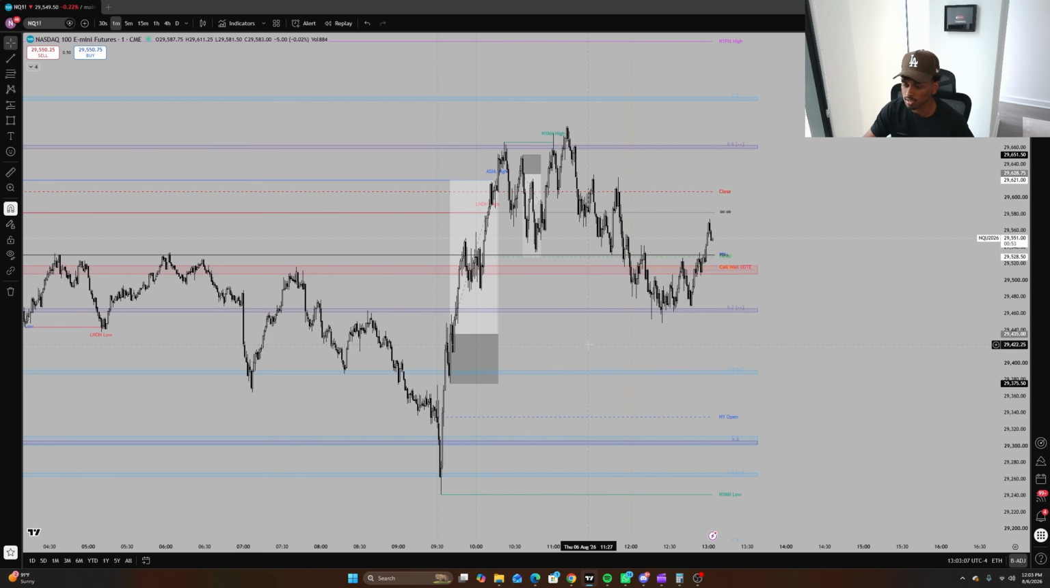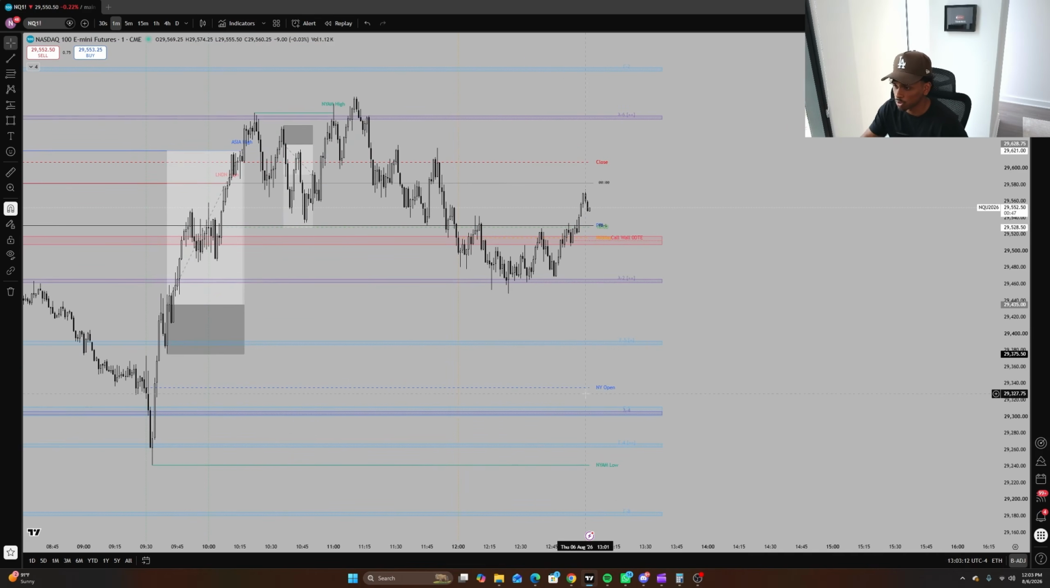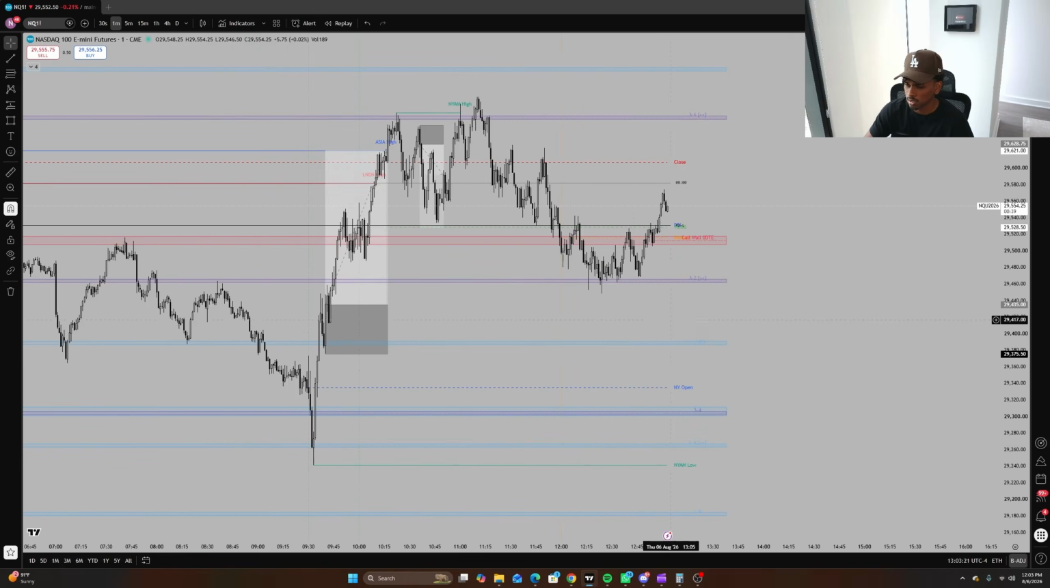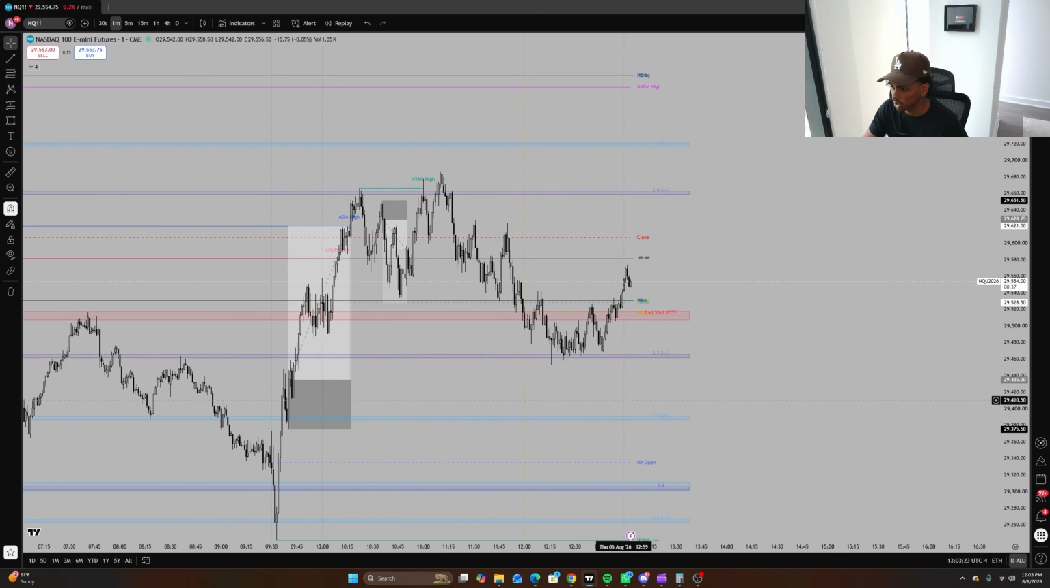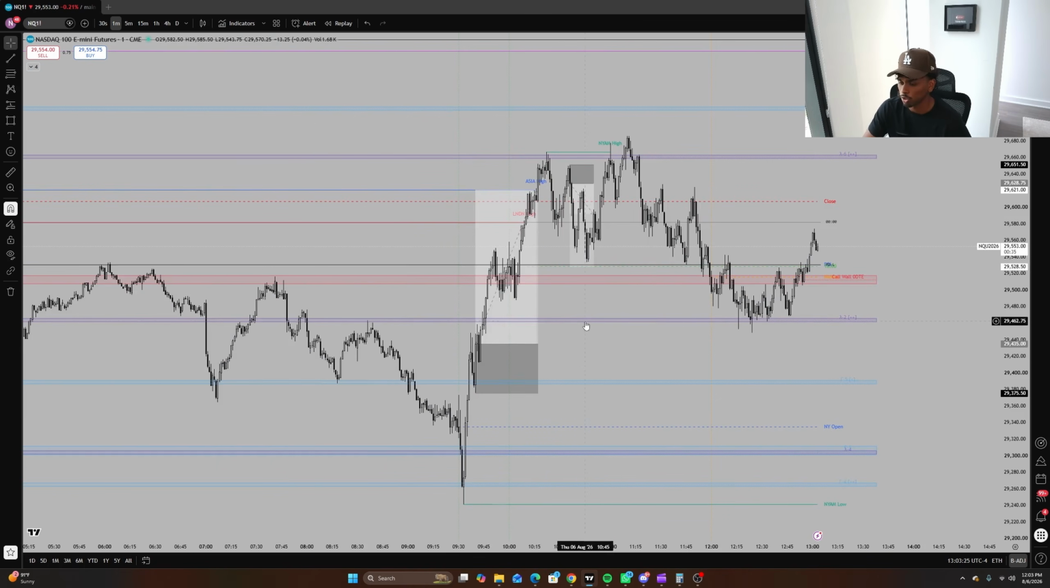The way that I use GEX is basically as another confluence. I don't take trades off of these levels alone. I align it with market structure and other confluences, and that's the best way to use GEX, because essentially it is just reactionary levels in the market, right? So that's the way that you want to use it.